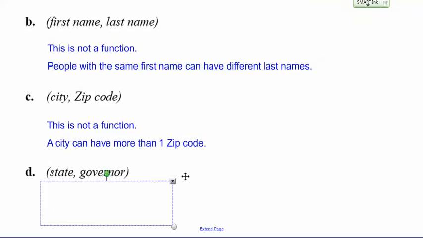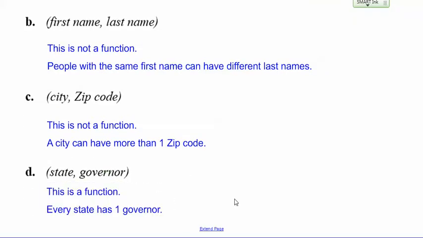And what about state and governor? This is a function. Again, it's not because every state has a different governor. Even if Rick Snyder was the governor of Michigan and the governor of Ohio at the same time, that wouldn't make this not a function. This is a function because every state has one governor. Every state has one governor, not that every state has different governors.